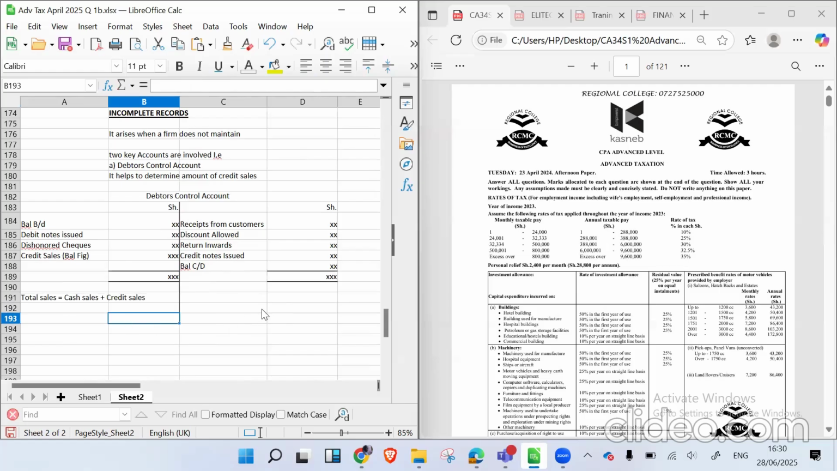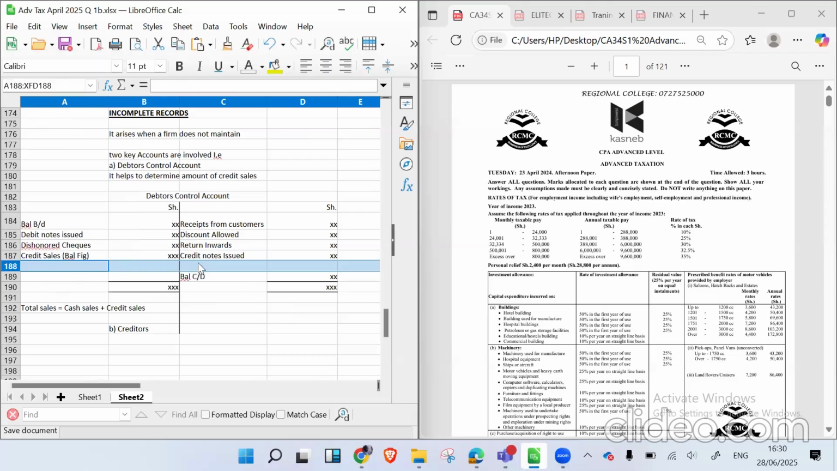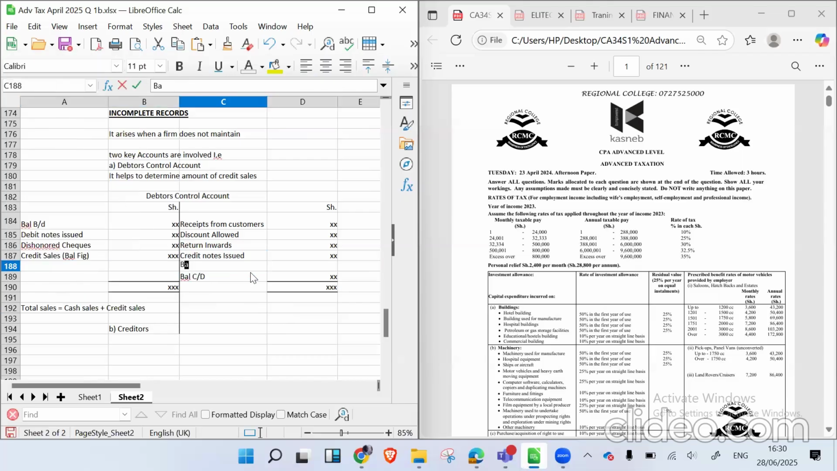So we said there are two key accounts that are involved. Account number B, we have the creditors control account. But if we have bad debts, you can also add bad debts here. Here we can add bad debts written off.